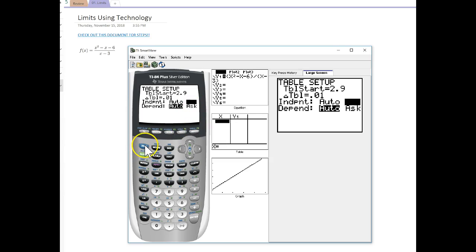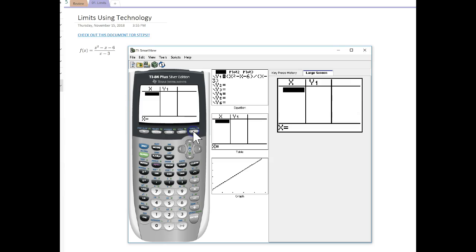then when I go to my table, second function table, I can enter in a value. So I can go 2.9, and I can go 2.99. Enter. 2.999. 2.9999. It allows us to get those y values without actually having to figure anything out. You'll remember that we can also type in the exact value, and again, we should get an error. And we could go like 3.0000.